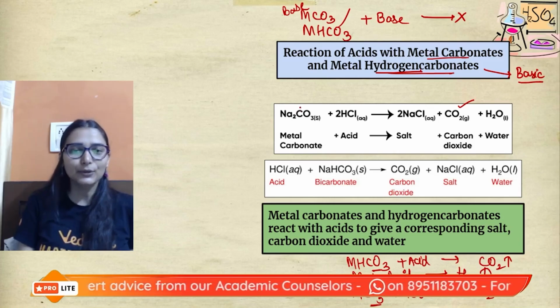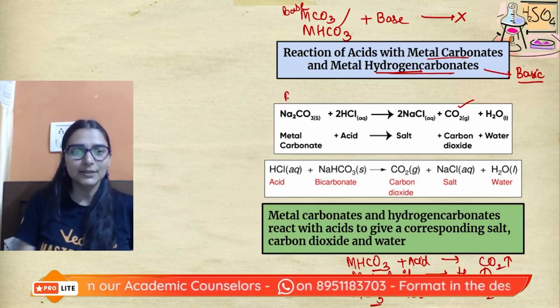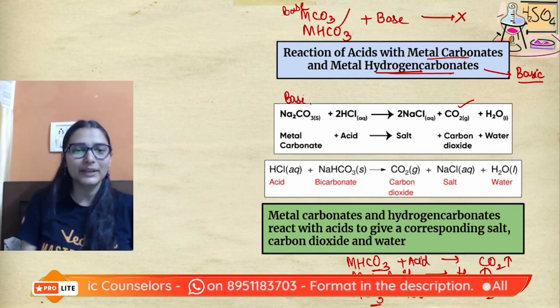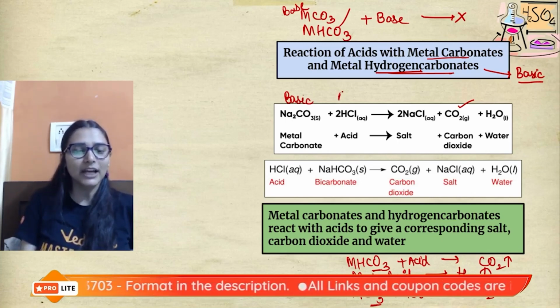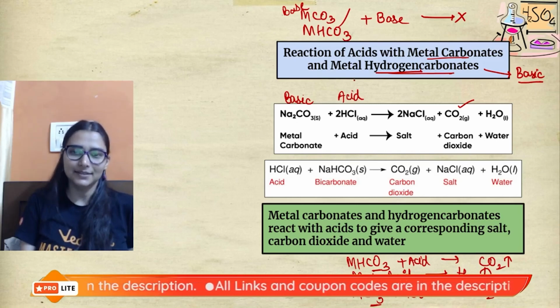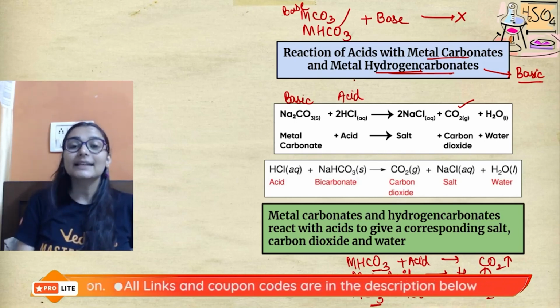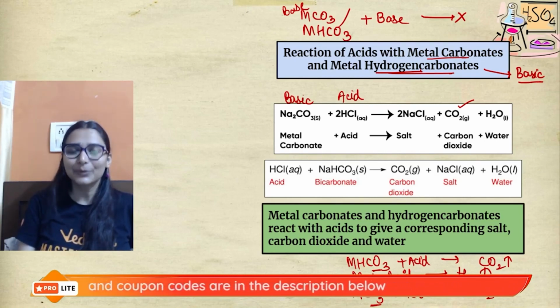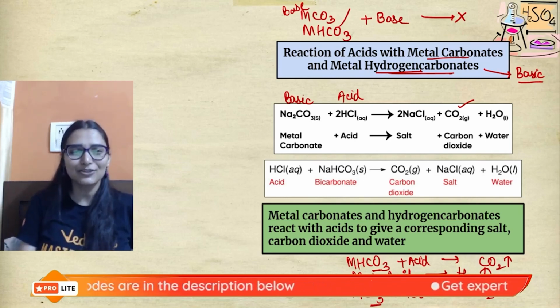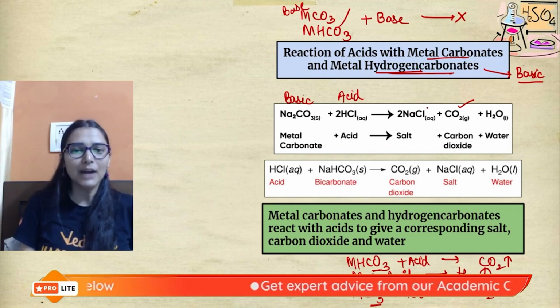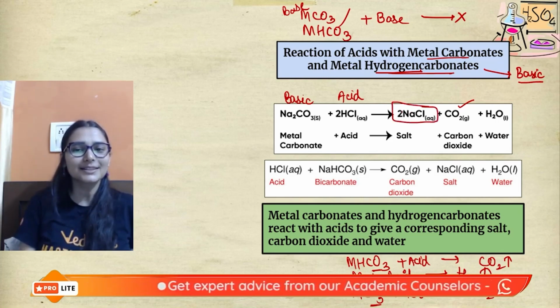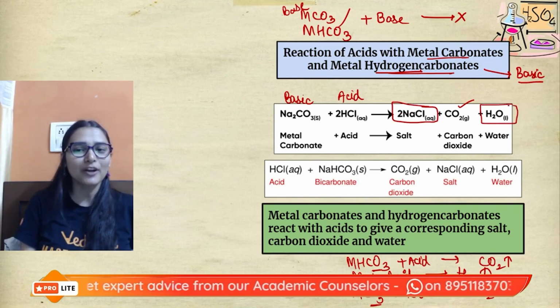है ना? And you know that metal carbonate is a base in nature. It's basic. है ना? It behaves as a base and we are reacting base with an acid. So tell me कैसा reaction होता है? Reaction of acid with base is a neutralization reaction, है ना? Gives you salt and water. So apart from carbon dioxide, one of the products is salt and another product is water.